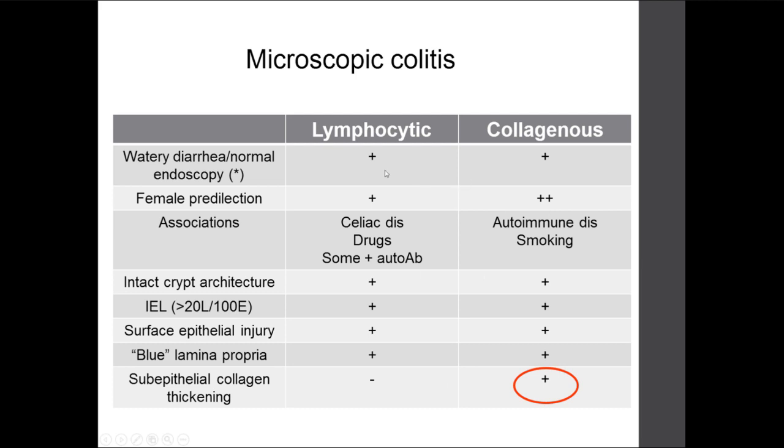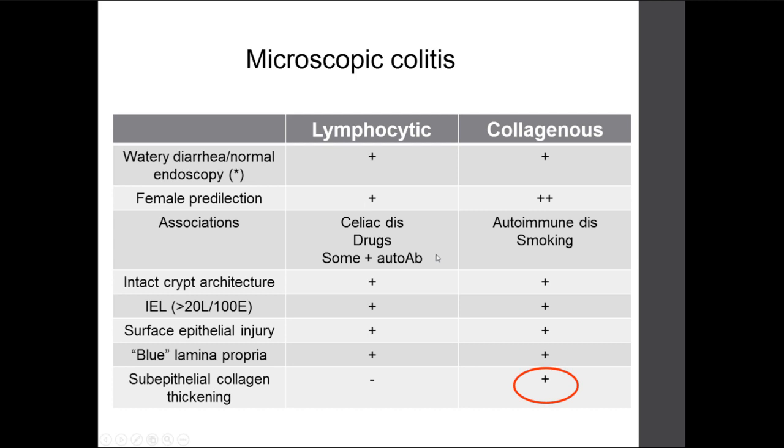So both present in a similar fashion, chronic watery diarrhea with normal endoscopy for the most part. There's a female predilection that is more pronounced in collagenous colitis. That doesn't mean that these two entities cannot be diagnosed in males. I would say that sometimes we get consults because of that, because it's not that common to see, but it can occur. There are some associations: celiac disease in both, and drugs.